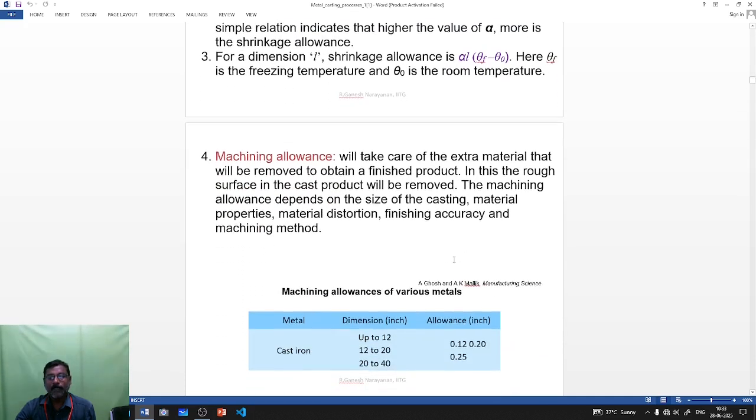So machining allowance will take care of the extra material that will be removed to obtain a finished product. In this, the rough surface of the cast product will be removed. The machining allowance depends on the size of the casting, material properties, material distortion, finishing accuracy and machining methods.